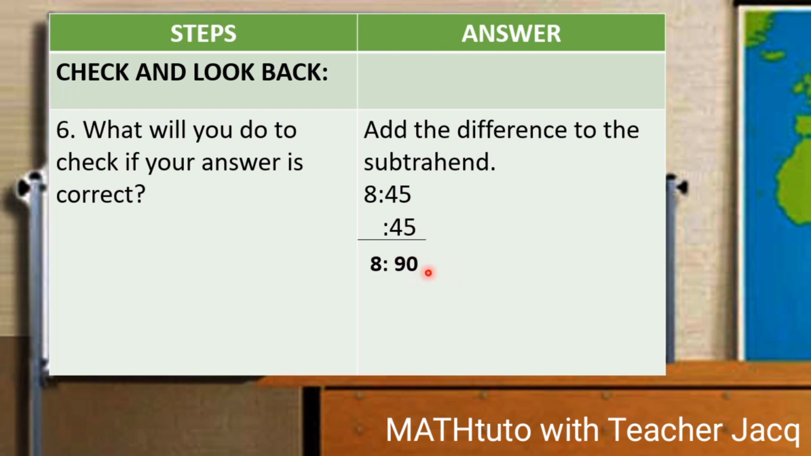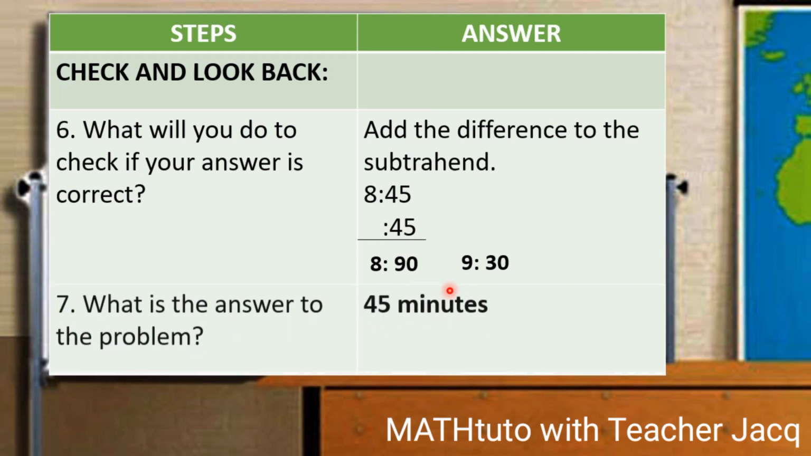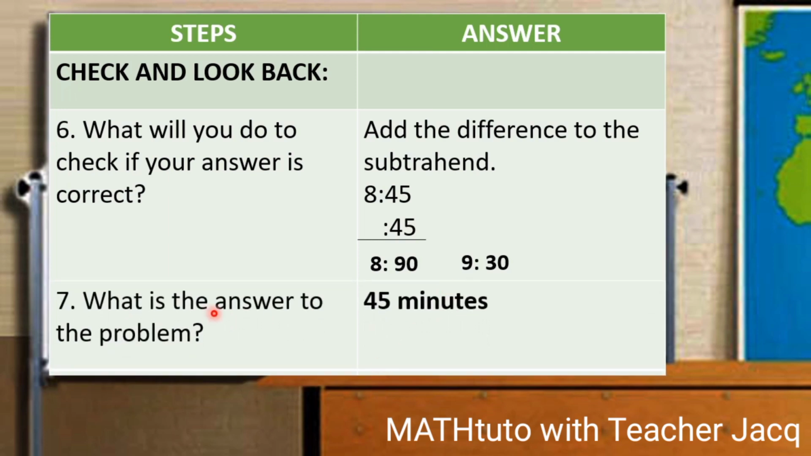Okay, we all know that 60 minutes is equivalent to 1 hour. So, we will get the 60 minutes from 90. So, 90 minus 60 is equals to 30. And then, yung kinuha nating 60 na equivalent na 1 hour, i-add natin kay 8. So, 8 plus 1 is 9. Kaya, meron tayong 9:30. So, therefore, the answer to our problem is 45 minutes. Ibig sabihin, ginawa ni Ann yung kanyang project sa mathematics within or ng 45 minutes.